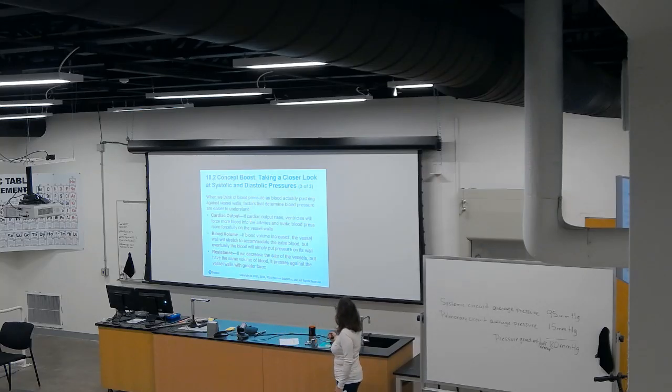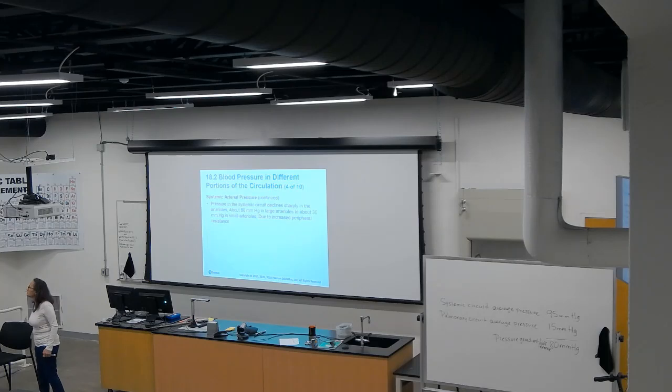So, when cardiac output increases, blood pressure increases. When blood volume increases, pressure increases. When resistance increases, blood pressure also increases. So those are three factors that determine blood pressure.